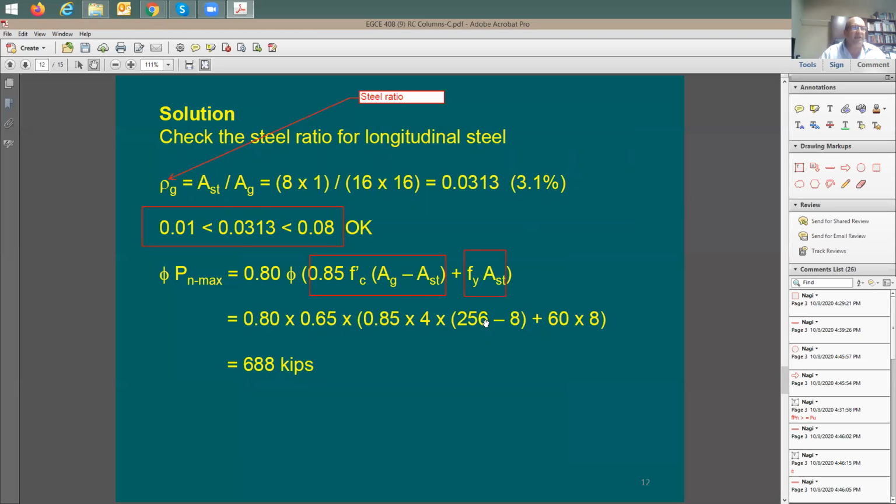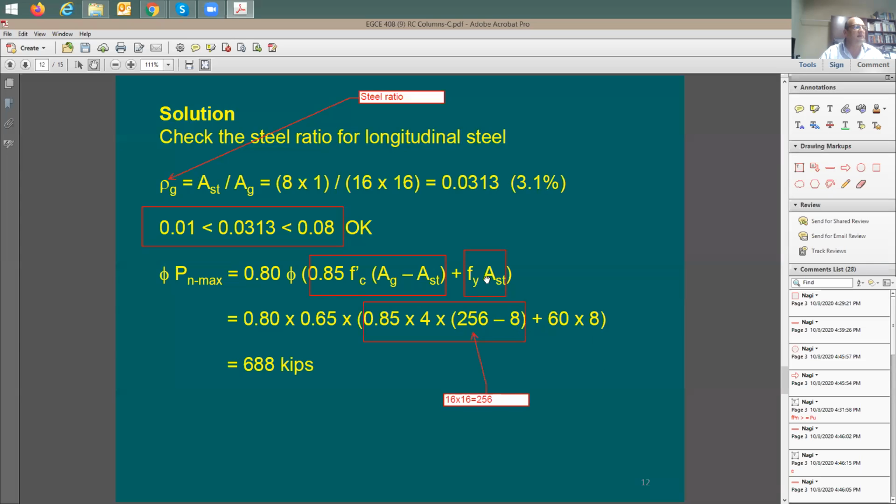How about Ag? Which one is this? Which one is 256? This gives you 16 by 16. It's going to be equal to 256 square inches. Subtracting 8. 8 is going to be the cross-section area of the steel, like this one, 8 times 1. So now I'm done with the concrete strength. So, okay, this is good. This is now the concrete strength contribution.